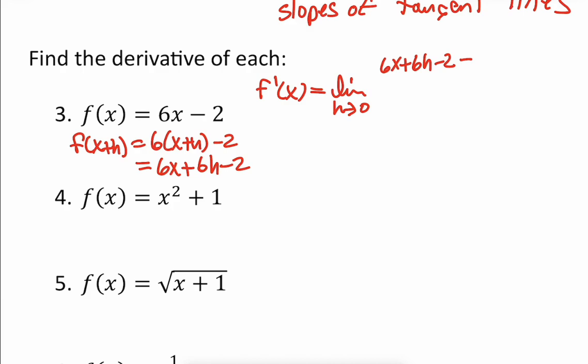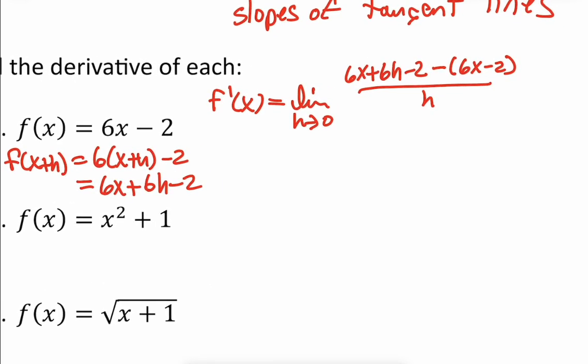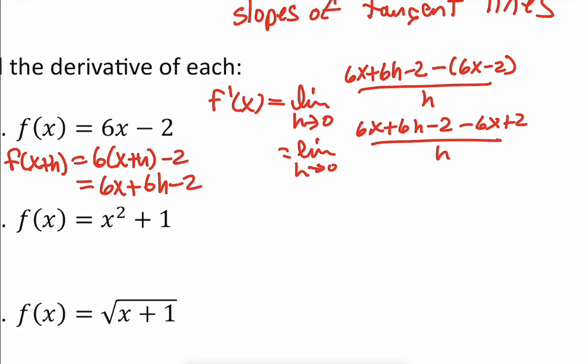Now we are going to minus off f of x. So put that in parentheses so you remember to subtract all the pieces, okay? So the next step you're going to take is you are going to actually distribute that negative. So we're going to have 6x plus 6h minus 2 minus 6x plus 2. Now, if you did it right, at this point, everything that does not contain an h should cancel out.